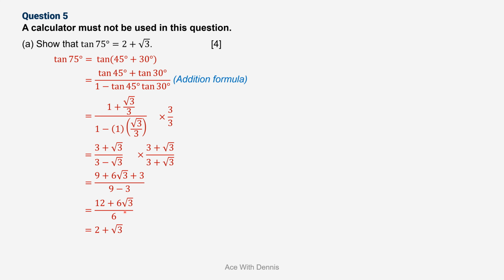Then break it into two terms. We have 12 divided by 6, we get 2. 6 divided by 6 is 1. So we get 2 plus root 3. So this is the same as the one that we need to show.